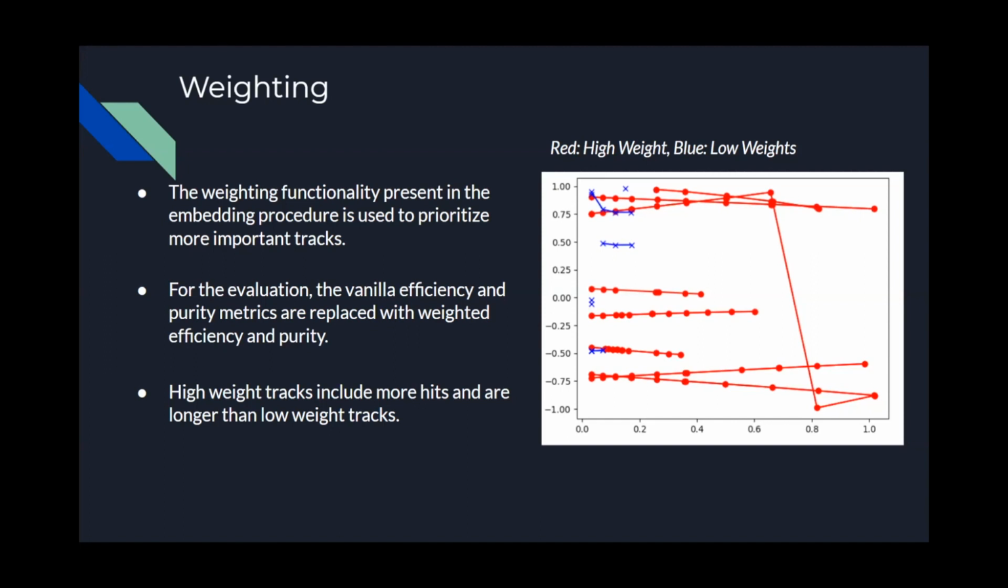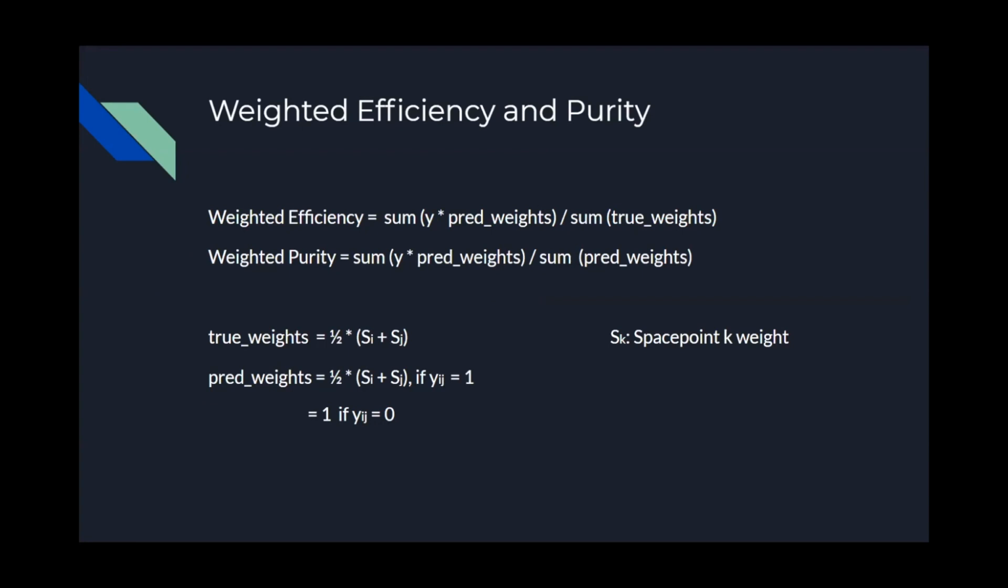And to assess the results from weighting, I replaced the vanilla efficiency and the vanilla purity metrics with the weighted efficiency and weighted purity metrics, to get a better understanding of whether the model is able to recover the high weighted tracks better than the unweighted model. So this is the formula that details the weighted efficiency and weighted purity metrics.